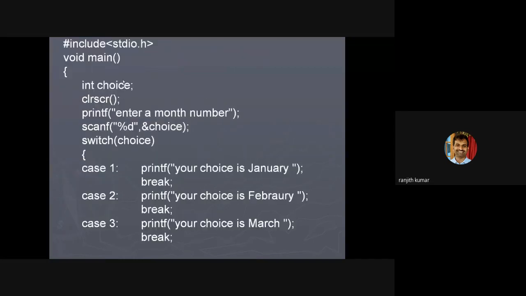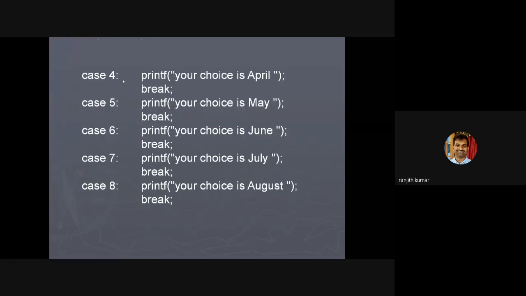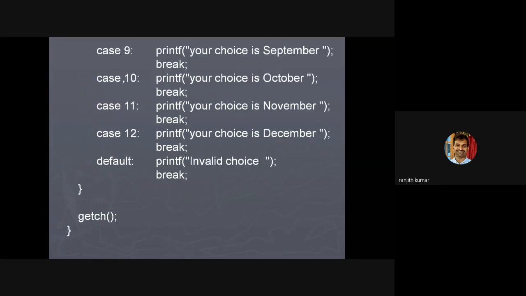And let me show you the example here. Example, you want to enter a month number and I want to print the month name. All the months are the different cases, and the choice is the month number which you are entering. If you enter 1, I will print January. If you enter 2, I will print February. If you enter 3, I will print March. If you enter 4, I will print April, like that. If you enter 8, August, and if you enter 12, I will print December.